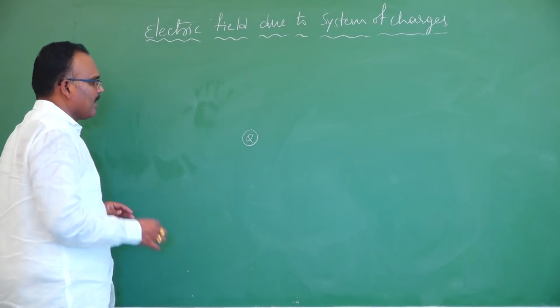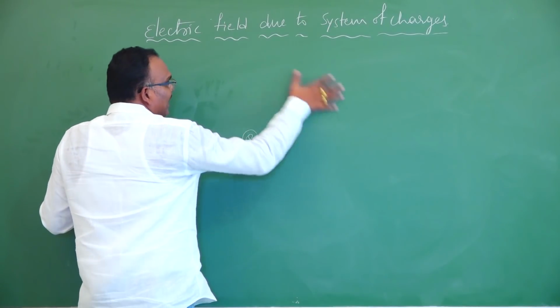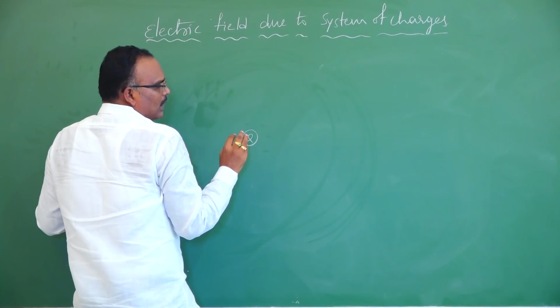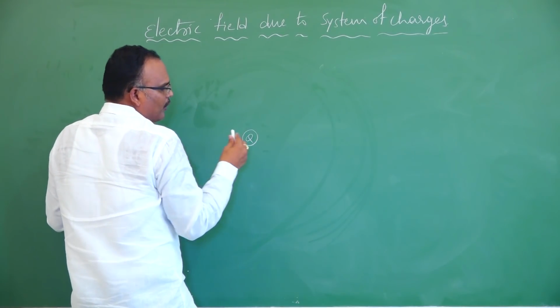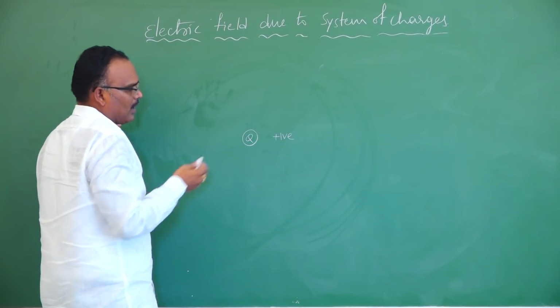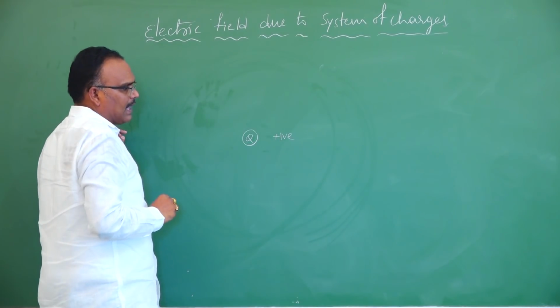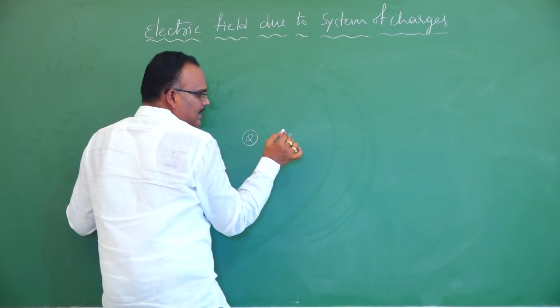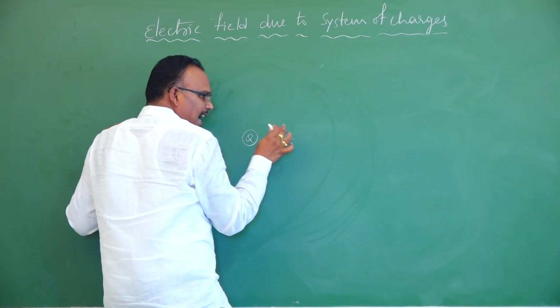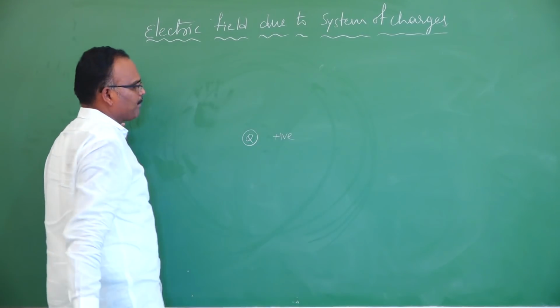Okay, that means we know around this charge electric field exists. If you want to know the electric field, what you have to do is you have to place just a unit positive charge here in the electric field. Then the path traced by this unit positive charge represents electric field line at that point.